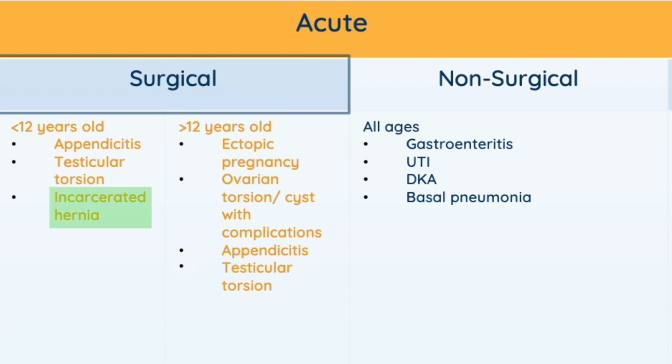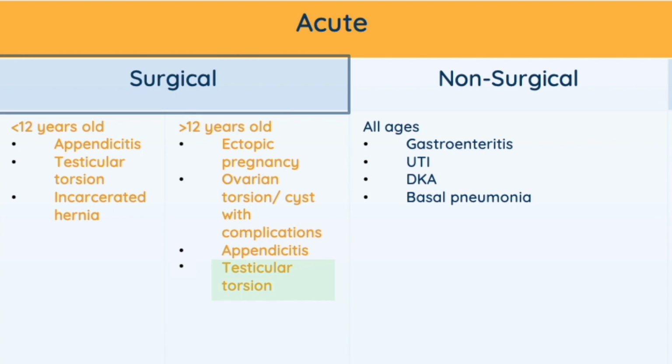Also, hernia orifices should always be inspected for presence of hernia. In adolescent females and older, it is important to consider ectopic pregnancy. Other gynecological problems like ovarian cysts with complications should also be considered. These can present with nonspecific lower abdominal pain.